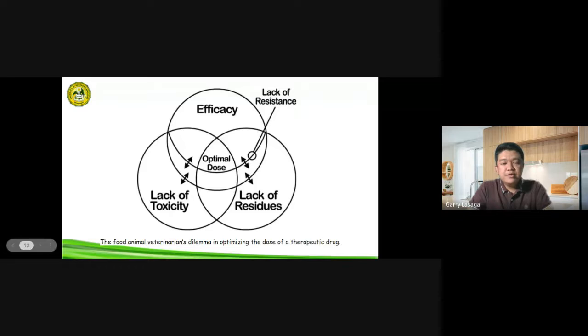So this is one of the considerations of pharmacokinetics in the field of food-producing animals. We have to consider that the animal has undergone the proper treatment following the recommended withdrawal time or withdrawal period.